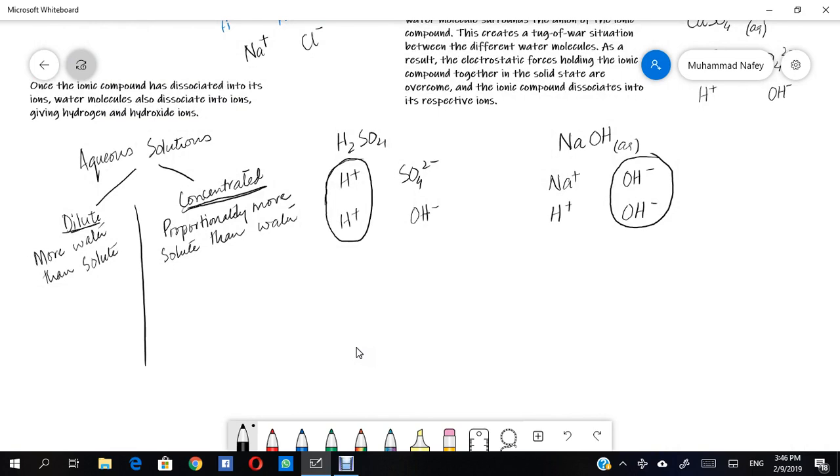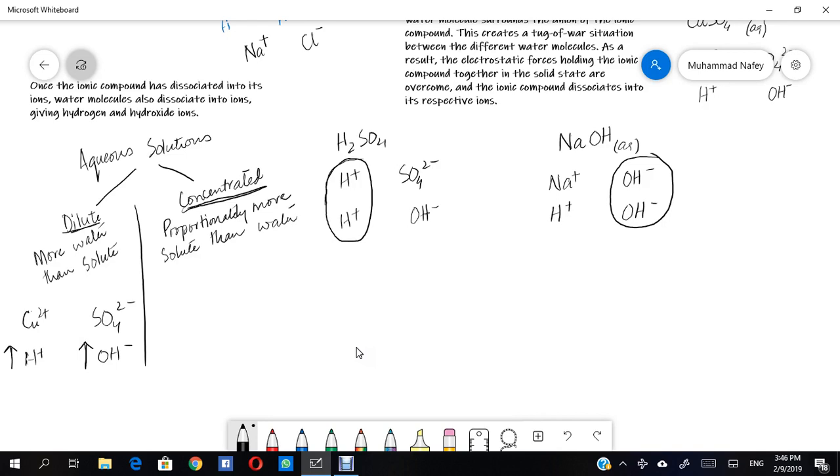What are the ions that I'll be having? We'll have copper ions, we'll have sulfate ions, we'll have hydrogen ions, and we'll be having hydroxide ions. If it's a dilute solution, it means that I'll be having a higher proportion of hydrogen ions as compared to copper ions, and I'll be having a higher proportion of hydroxide ions as compared to sulfate ions.